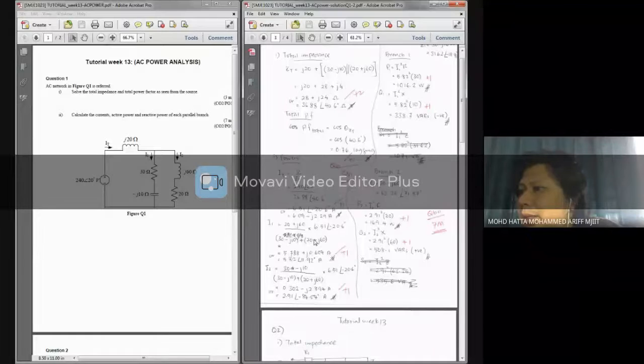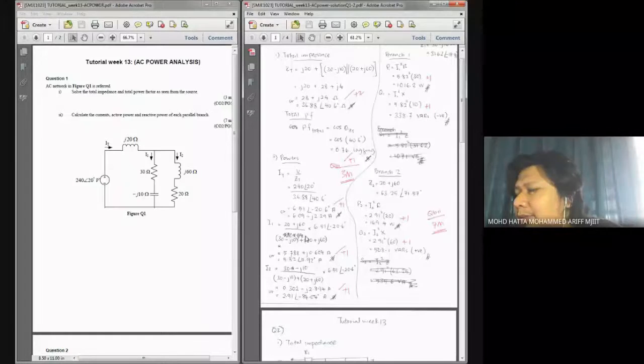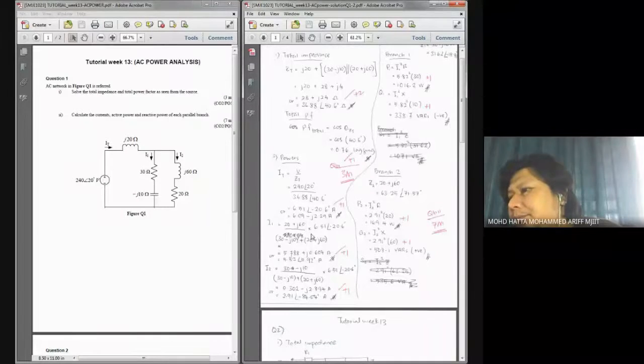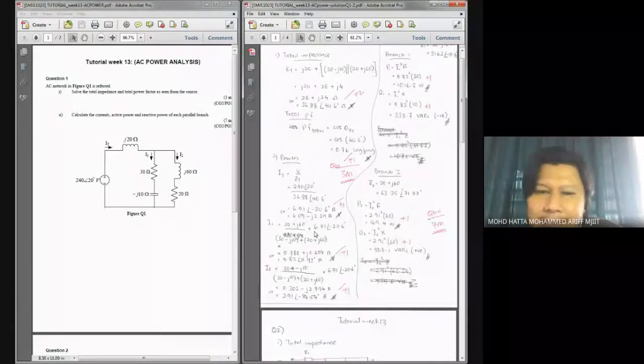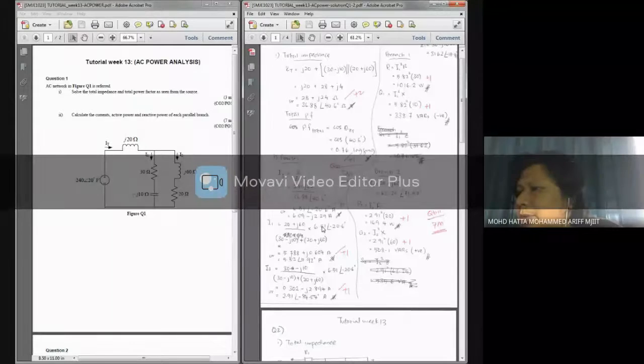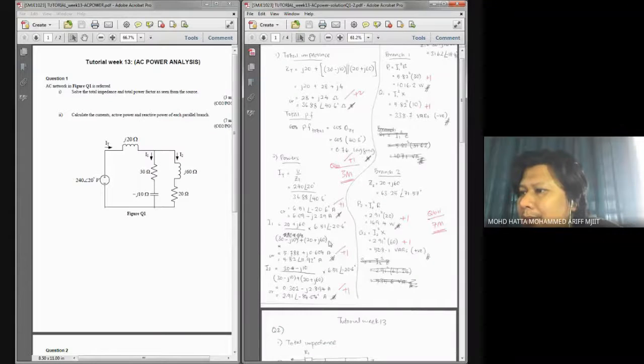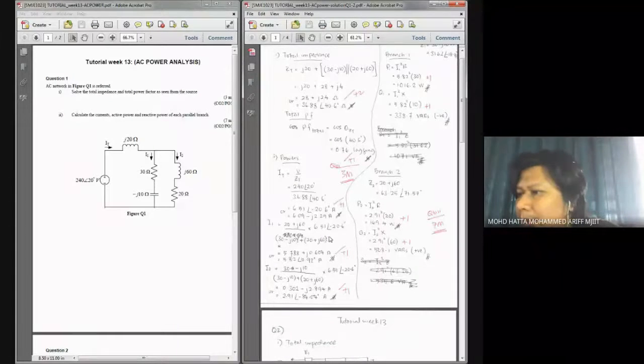I would say my solution over here is not as detailed as I wish, because I should have put the equation first and later put the value. Here I just put the value. Hopefully you will get the answer or the solution correctly.